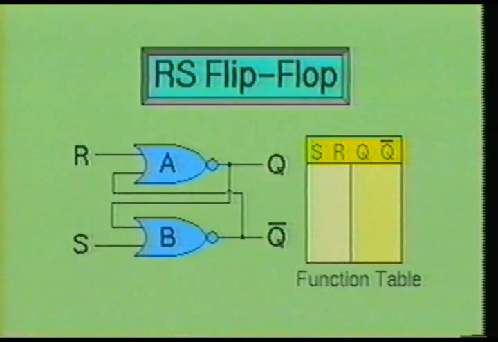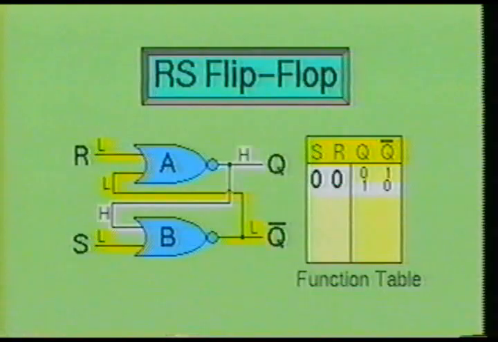As you can see, the basic RS flip-flop consists of 2 NOR gates which are cross-connected. To better understand how the flip-flop functions as a memory device, we will examine this simple circuit. When both inputs are low, the outputs for Q and not Q could either be high or low depending on which gate turns on first.